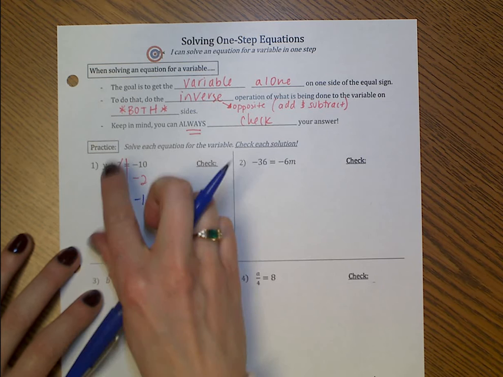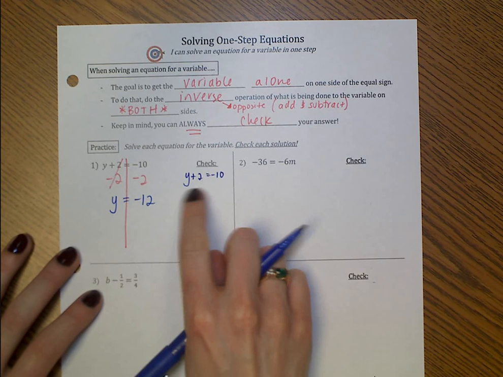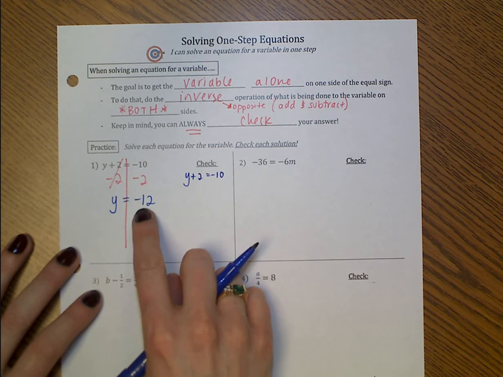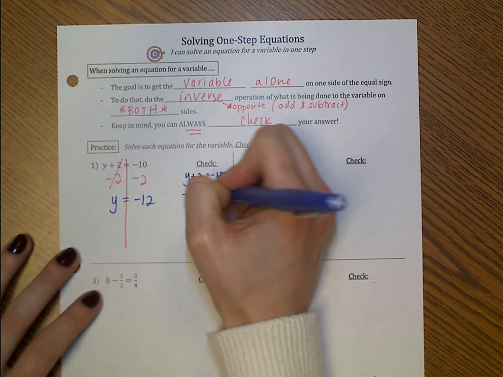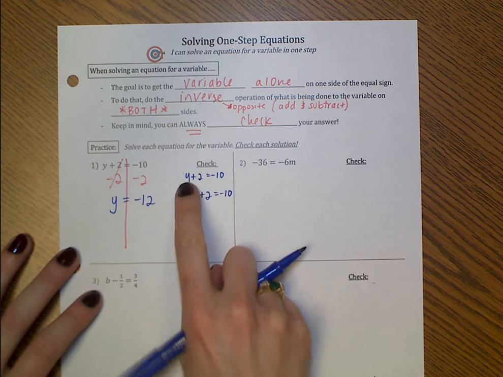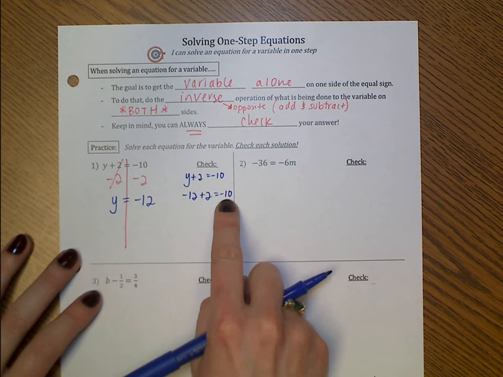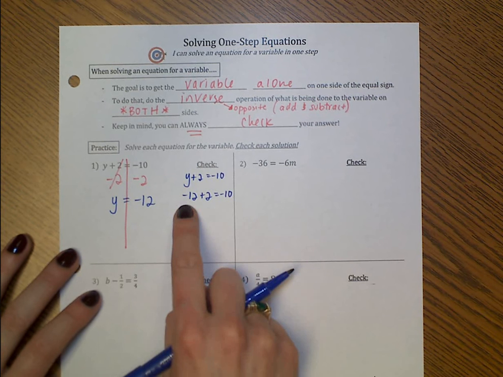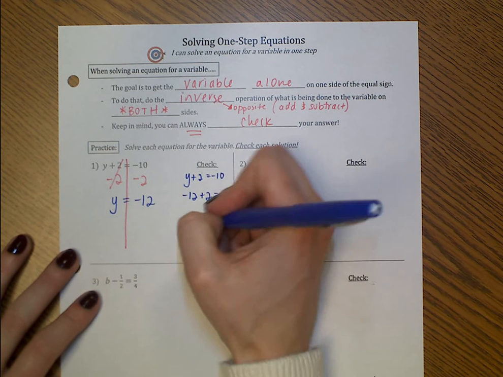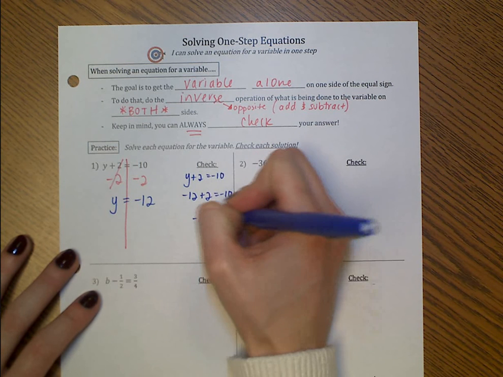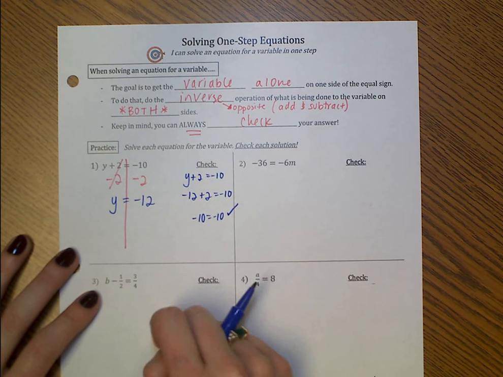Okay, so the original equation looked like this. We just figured out that y equals negative 12. So instead of putting y, I'm going to plug in negative 12 where it was. And I just have to see, does this actually equal negative 10? Use your calculator to check if you need to. Yeah, negative 12 plus 2, that does equal negative 10. So if it works out to be the same thing on both sides, that means it worked. That means you got your answer right.